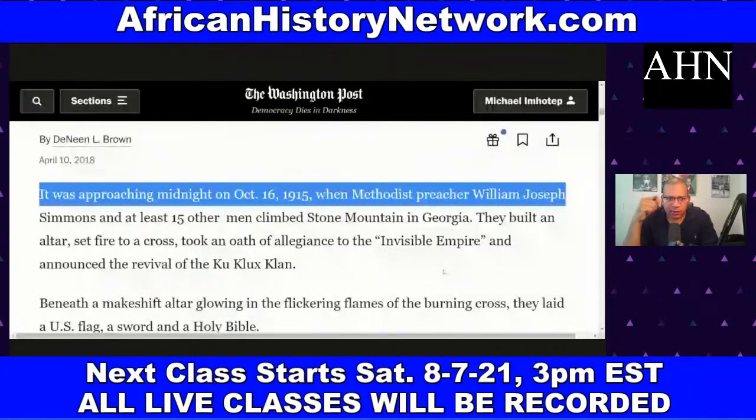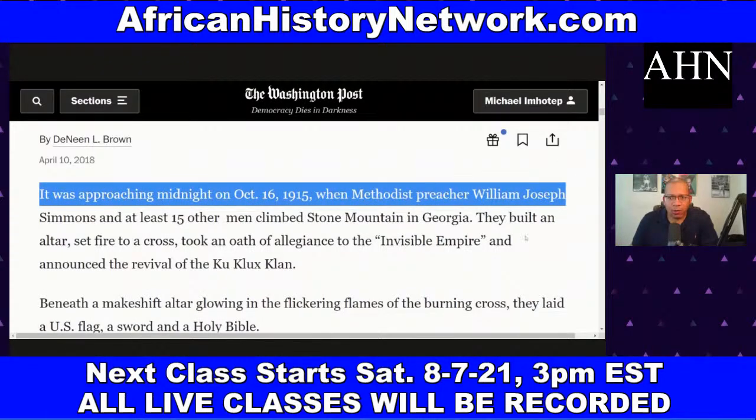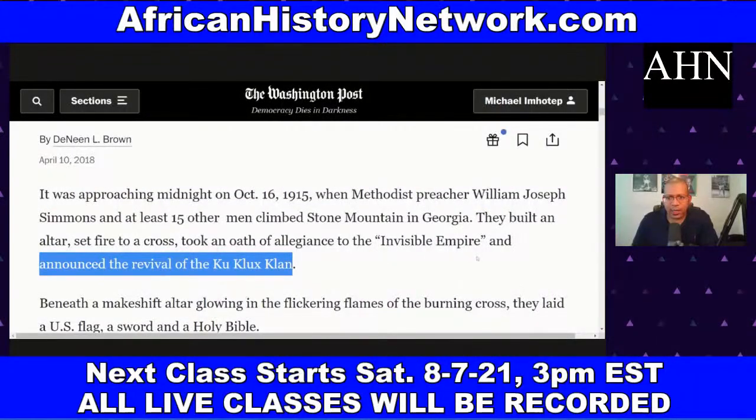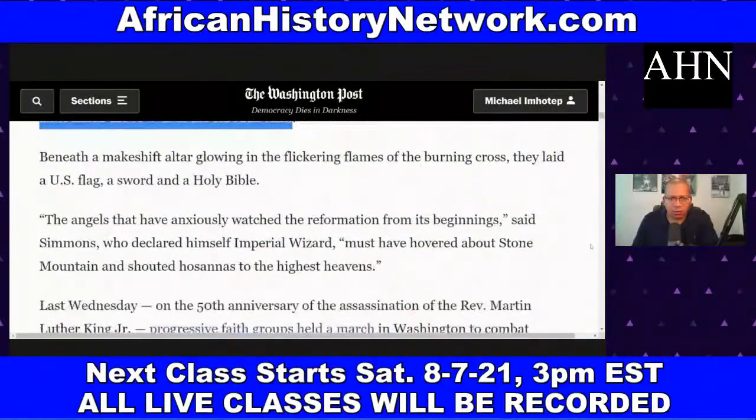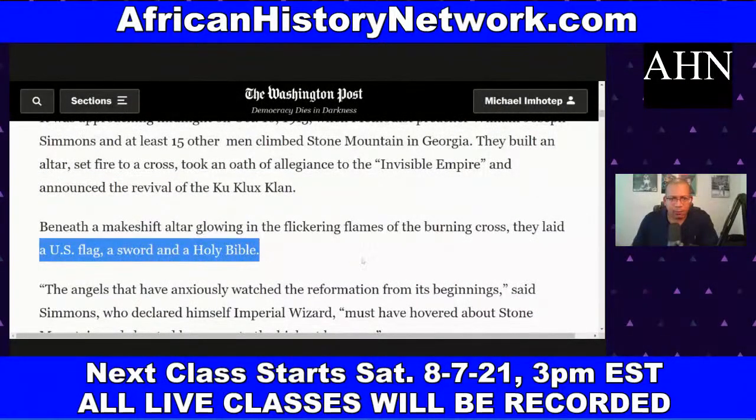But Reverend William Joseph Simmons and at least 15 other men, white men, climbed Stone Mountain in Georgia. They built an altar, set fire to a cross, took an oath of allegiance to the invisible empire, and announced the revival of the Ku Klux Klan. They had a revival meeting, good old time religion. Beneath a makeshift altar, glowing in the flickering flames of the burning cross, they laid a U.S. flag, a sword, and a Holy Bible.